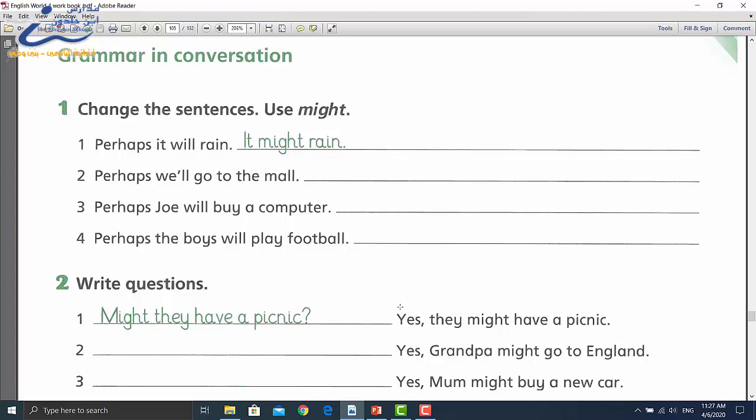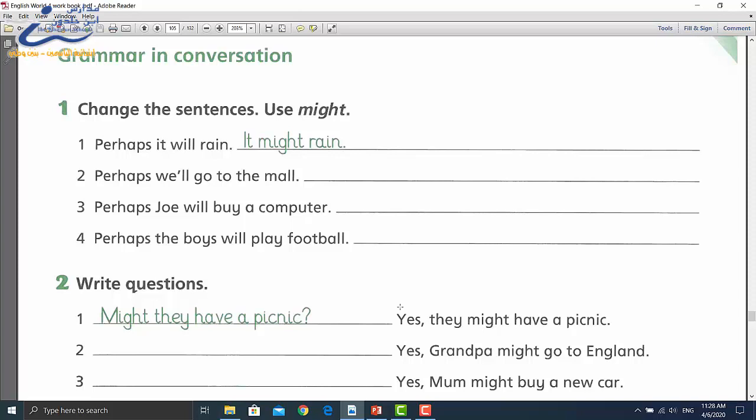Okay, open your workbook. We had homework on page 105 yesterday. Exercise number 1, 3, and 4. Perhaps Joe will buy a computer. Use might. Let's remember together what's meant by might. Might means that you are not sure. So we are going to omit perhaps and will.